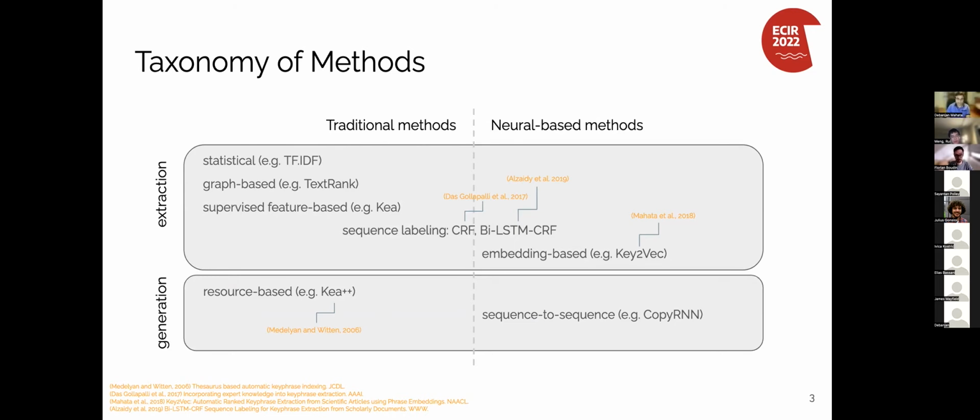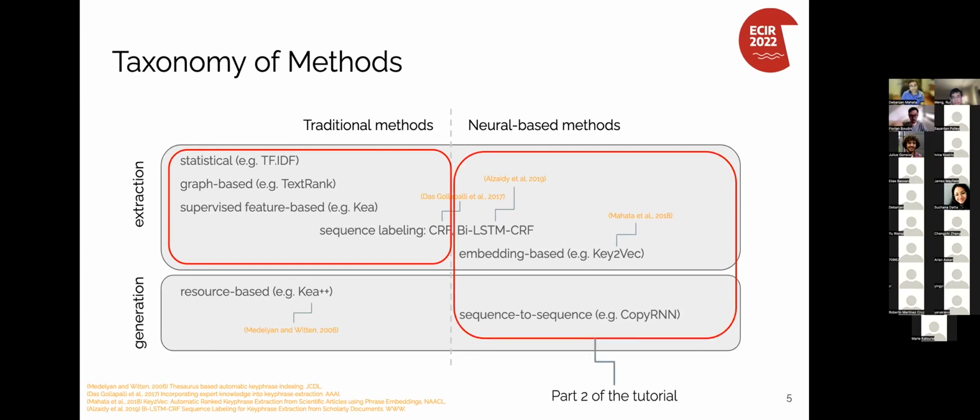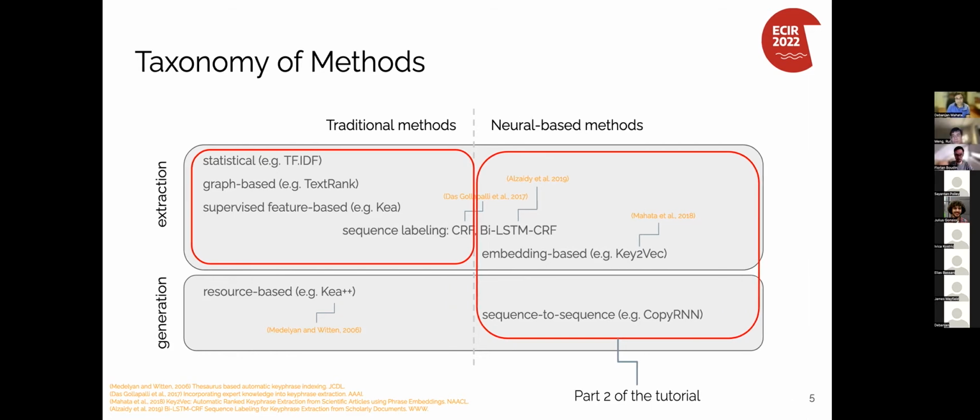Existing neural-based methods are divided into sequence labeling methods that extract key phrases using BIO tagging, embedding-based methods that rank key phrases using semantic similarity measures, and sequence-to-sequence methods that today arguably attract most of the attention from the NLP community. In this section, we will focus on traditional methods for key phrase extraction, and we will see the neural-based methods later in the second part of this tutorial.